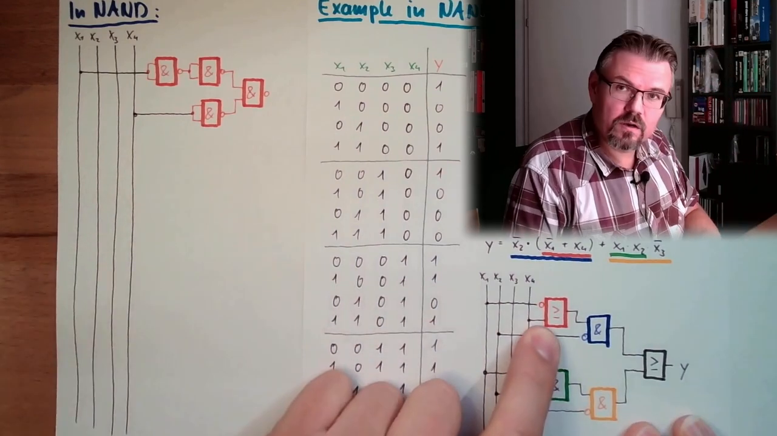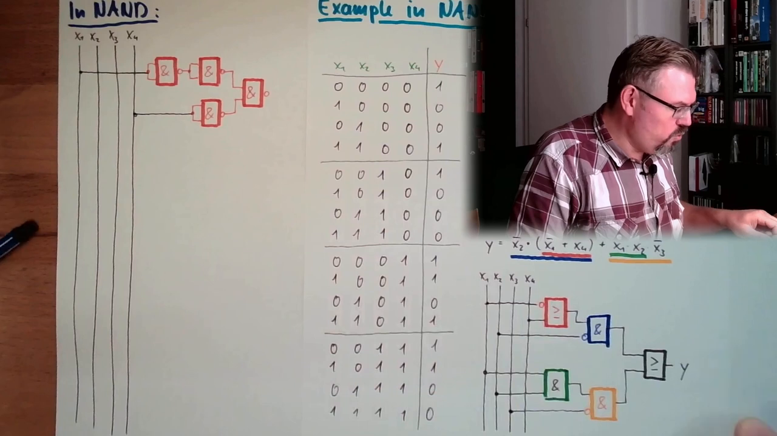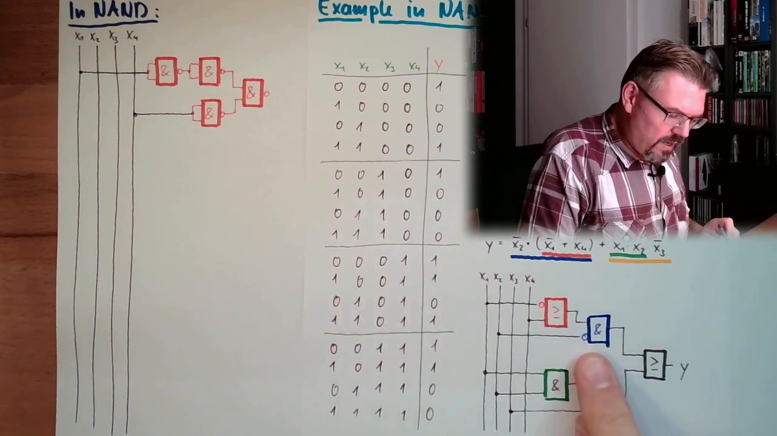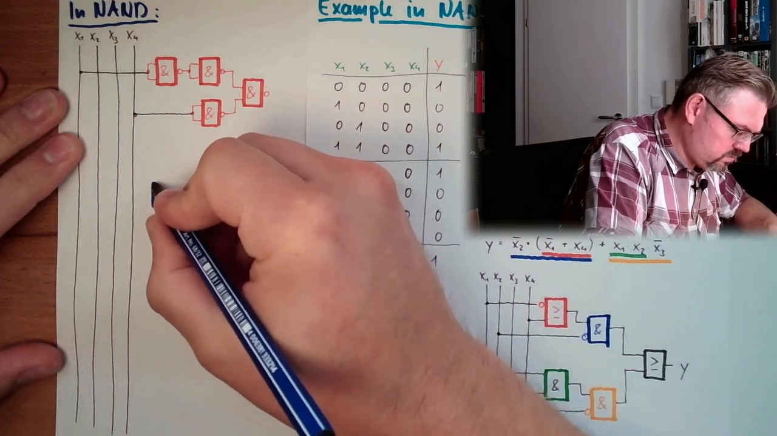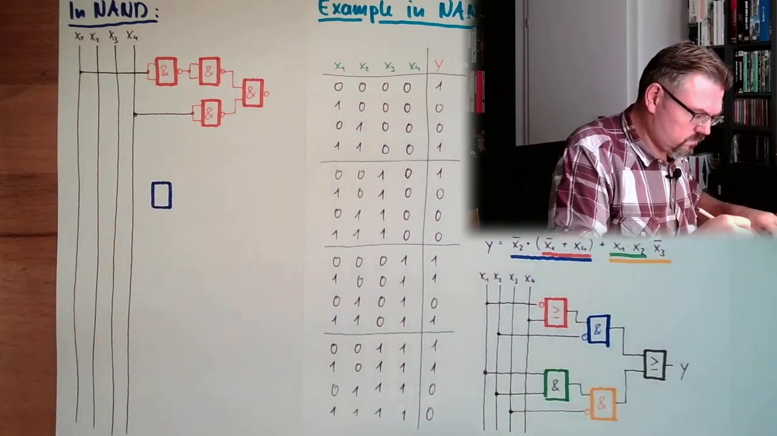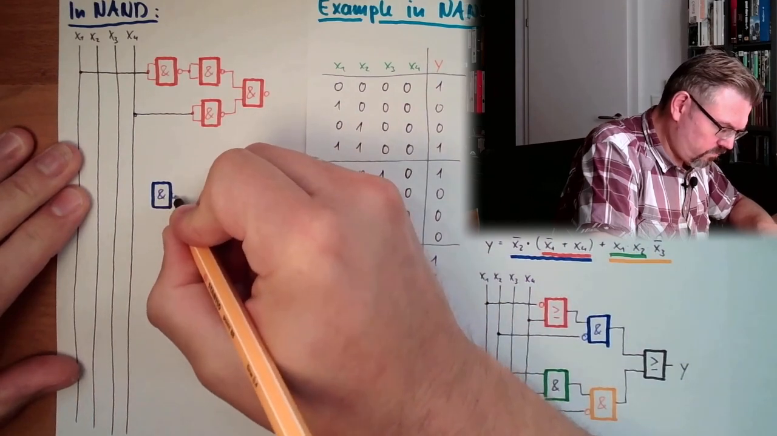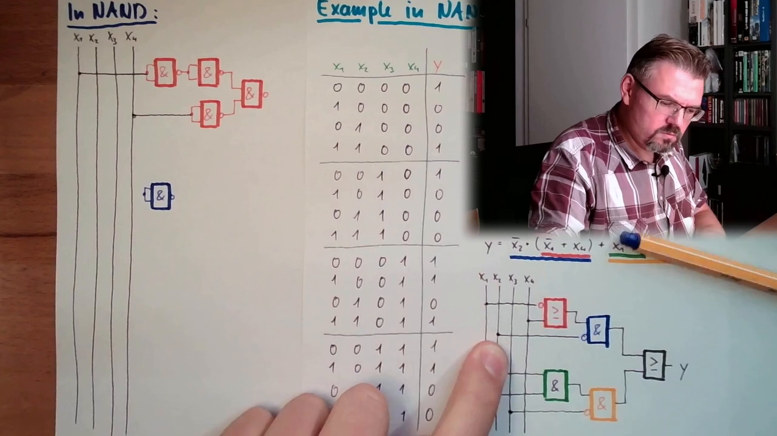This is the red one. Now, let's make the blue one. The blue one is also a node. Okay, so I need a node. This comes from X2.